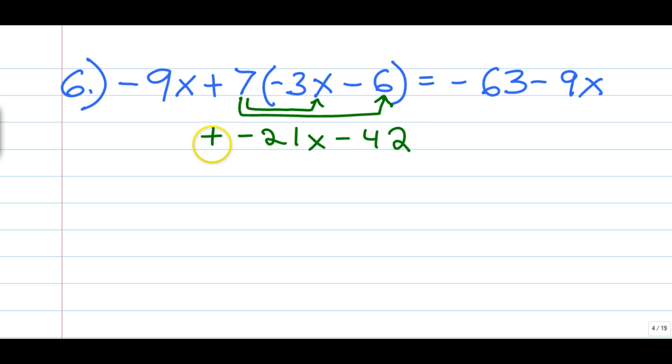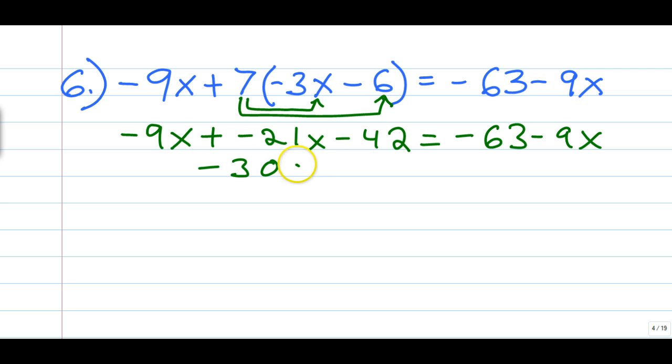Carry down in front the plus and the negative 9x. On the right side of the problem, we see a negative 63 minus 9x. It's already simplified. Just carry it down as is. Next, combine like terms. We have a negative 9x and a negative 21x that are alike. Let's combine these two to create a negative 30x. Carry down the minus 42 and again carry down the right side.